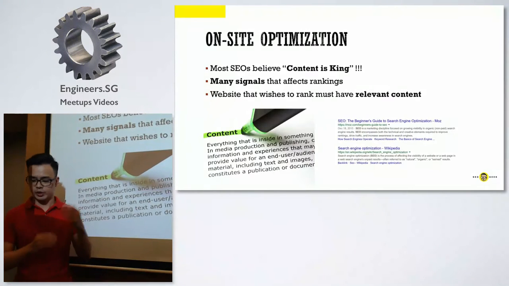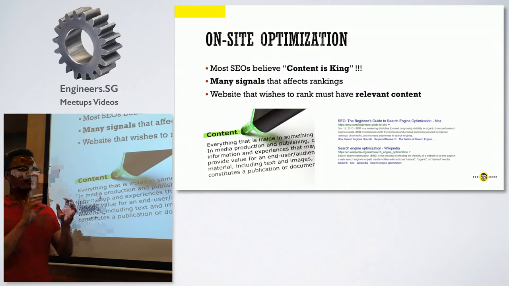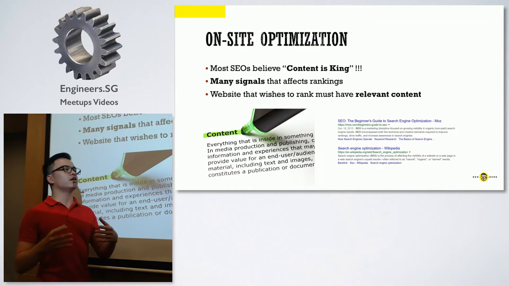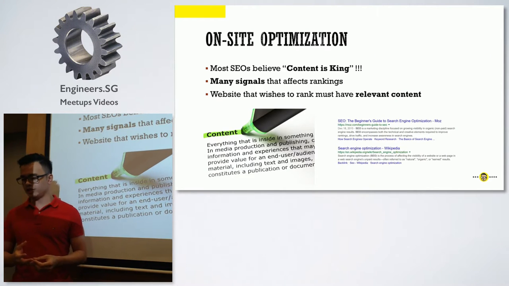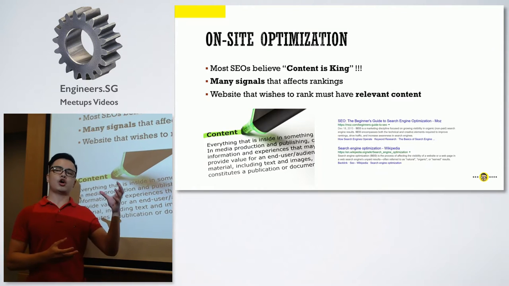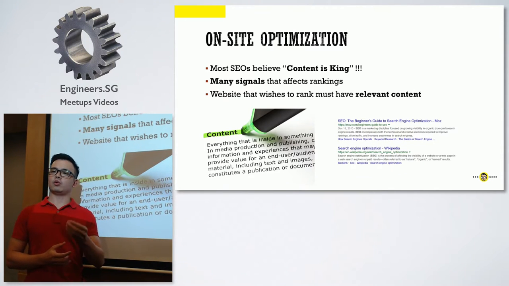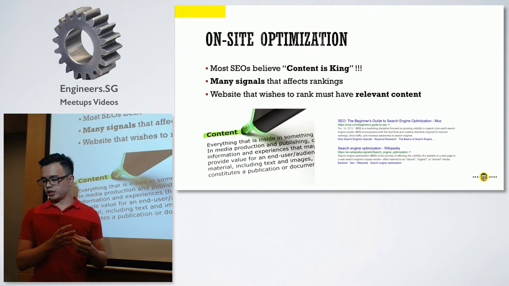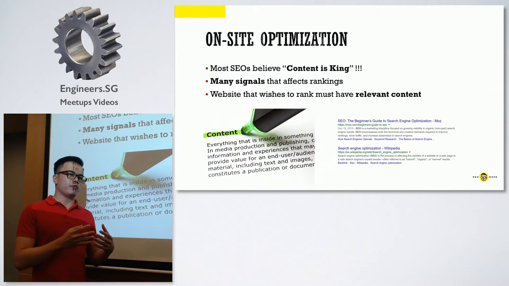Quick thing. Just now, I already roughly touched on some parts of on-site SEO. Most people, if you meet SEOs, will always say that content is king, because on-site SEO takes advantage of the content of your website to allow you to rank. Let me explain what I mean by the content of the website. When you come up with a web page, you need to have content that is relevant. I will emphasize the word relevant to what you want to rank for.